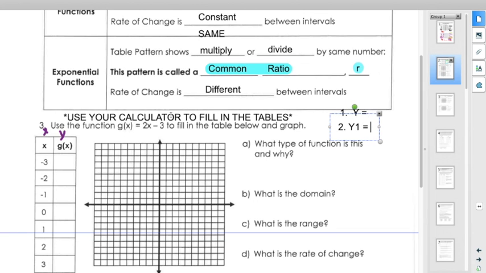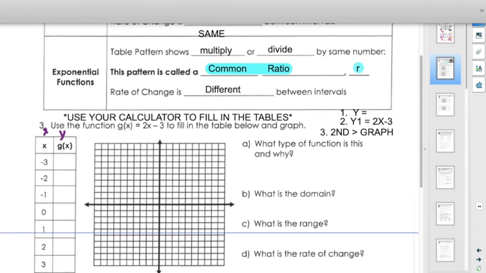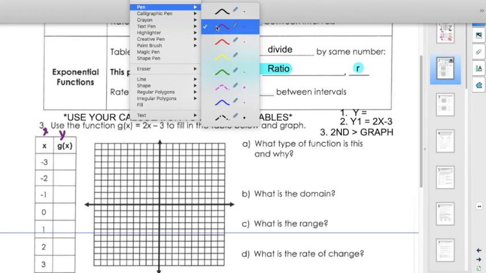You want to type in what the function is. Well, in this case, it's 2x minus 3. It's not too hard. Third step, hopefully, ideally we know what to do here. To find a table of values, we hit second, and then we hit graph, and that will bring up our table of values that we can fill in. Okay? So, do that now.